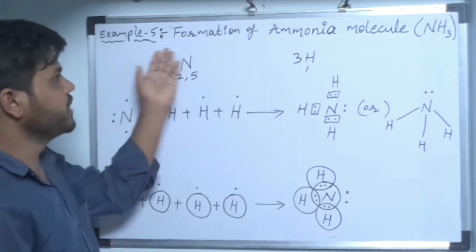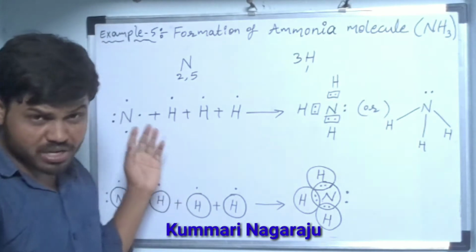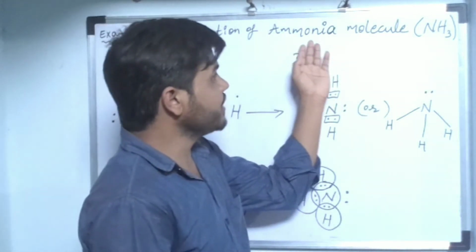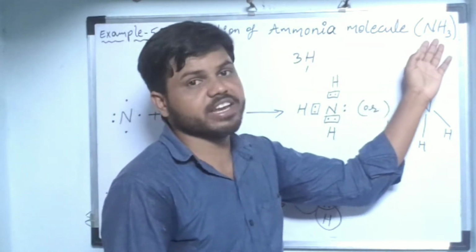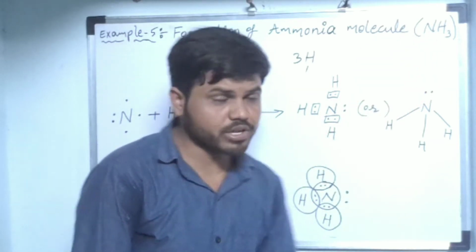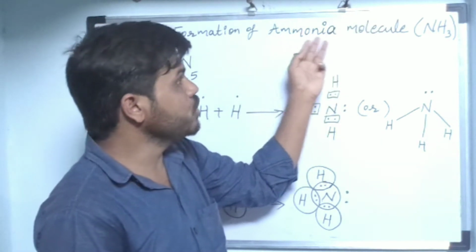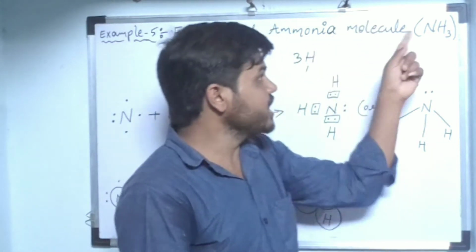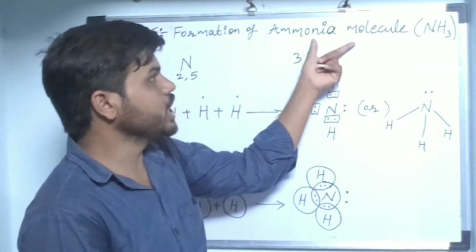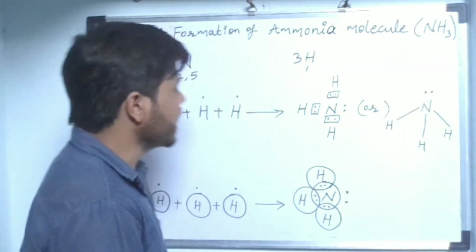Another example of covalent bond is the formation of ammonia molecule. The chemical formula of ammonia molecule is NH3. Now, by looking at this chemical formula, we can say ammonia molecule is formed by one atom of nitrogen and three atoms of hydrogen.